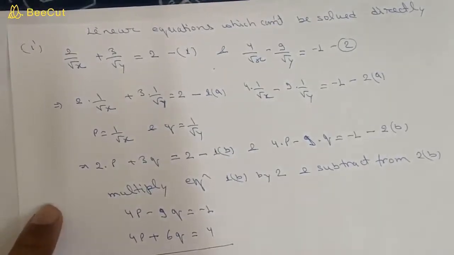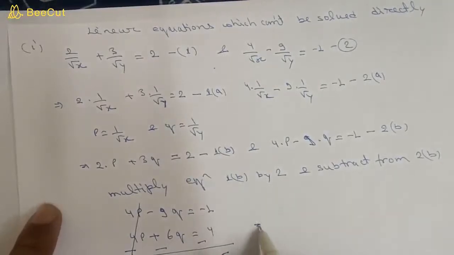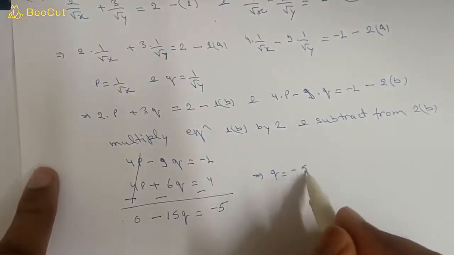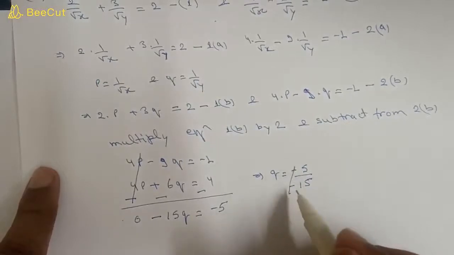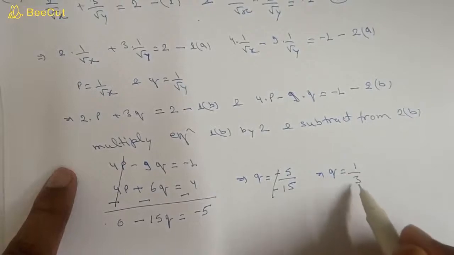So when we subtract, all the signs change. This is plus, it will become minus. This one is plus, it will become minus. This is plus, it will become minus. So 4p minus 4p is equal to 0, and minus 9 and minus 6 is equal to minus 15q, is equal to minus 5 (minus 4 minus 1 is minus 5). So we will get q is equal to minus 5 by minus 15. Minus minus will become plus. So q will become 1 by 3.